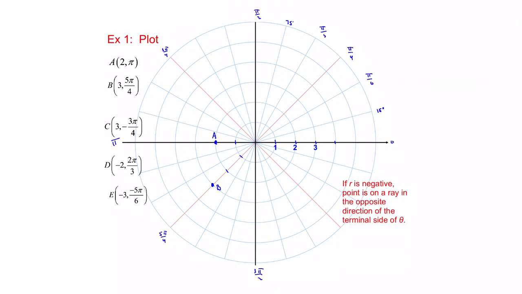So now go ahead and try to plot point C on your own. It has an r value of 3 and an angle of negative 3 pi over 4.